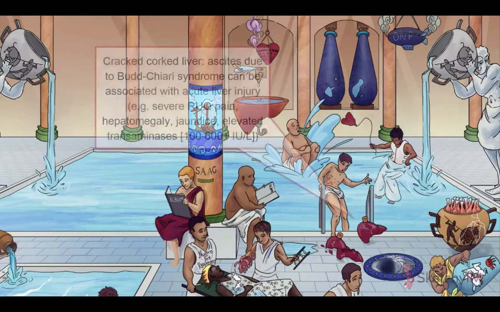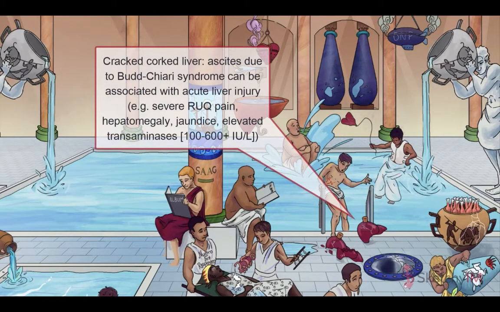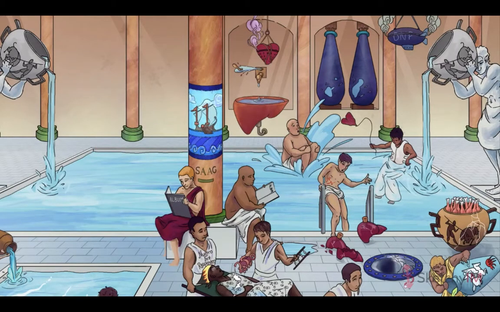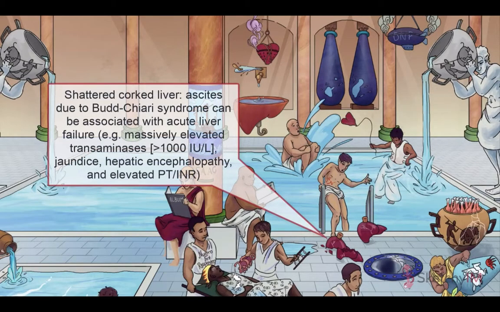In patients with acute Budd-Chiari syndrome, symptoms develop over a few weeks. Expect to see severe right upper quadrant pain, hepatomegaly, jaundice, and ascites. Variceal bleeding may occur as well. On labs, elevation of serum aminotransferases occurs due to ischemic hepatocellular damage from vascular congestion. Budd-Chiari can also present with acute liver failure, which is characterized by massively elevated transaminases, jaundice, hepatic encephalopathy, and an elevated PT-INR. We'll symbolize liver failure with this crack in the liver.